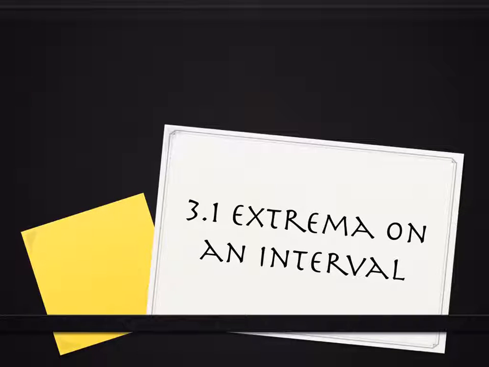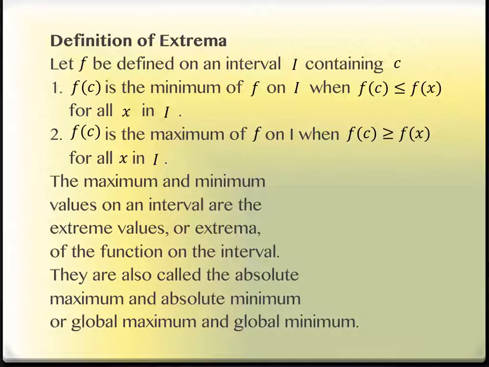Section 3.1. Today we're going to take a look at extrema on an interval. So the first thing that we need to define is what we mean by the word extrema. So we're going to take a function f, and it's defined on an interval I containing c. So I is some sort of length of space, right? It's like -2 to 2 or something like that. And c is a point between those two endpoints.